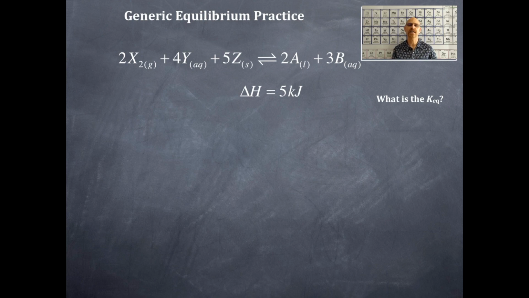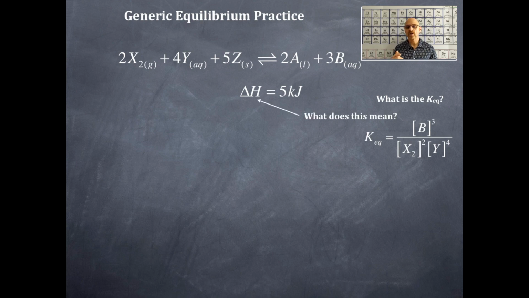So what I want you to do is write out the K expression right now, and then it will pop on the screen here in just a moment. Excluding the solids and liquids, with these products over reactants and the stoichiometric coefficients as exponents, this is what you should get. KEQ is equal to, in the numerator, B to the 3rd power, these are brackets, and then X2 to the 2nd power, and then Y to the 4th power. All right, so that's what you should get. You should see that you did not include the A because that's a liquid, and you did not include the Z because that is a solid.